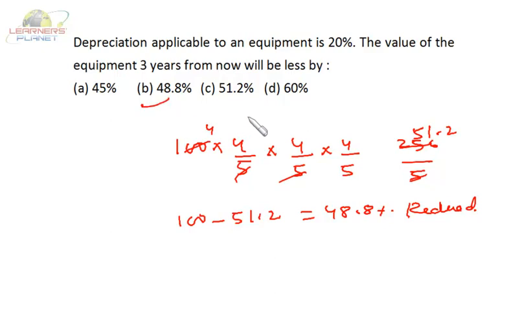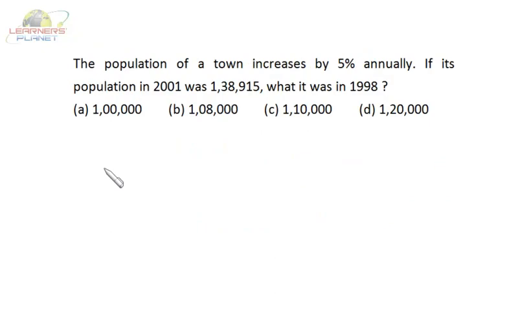So it's 48.8% reduced. Now let's take this problem. The population of a town increases by 5% annually. If its population is 2000 in 2001, then what was it in 1998? That means we have to find out the population 3 years before.